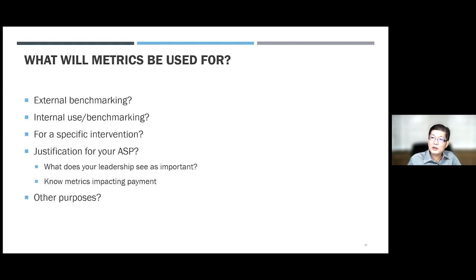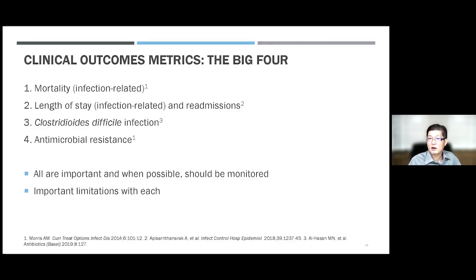But before I talk about the additional metric, we need to understand what the metric will be used for. In some institutions, the metric may be used for external benchmarking. In some, it's only used for internal benchmarking. In some institutions, it may need to help guide specific interventions that you perform, and justification for your ASP program. What does your leadership see as important, as in the previous slide that I shared with you, and you should know the metric that impacts the payment of your hospital as well. And for other purposes that you want to select an additional metric to measure the program. So one size may not fit all.